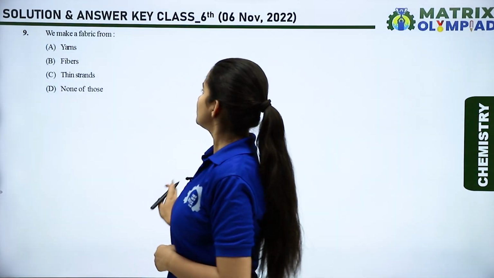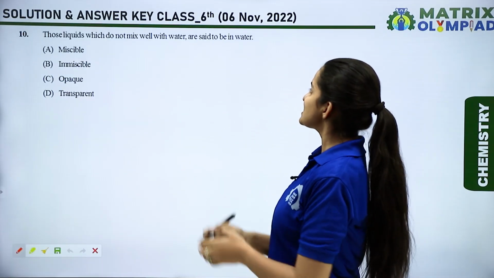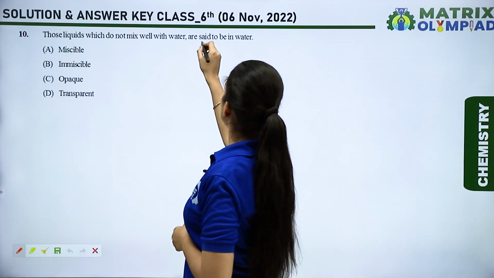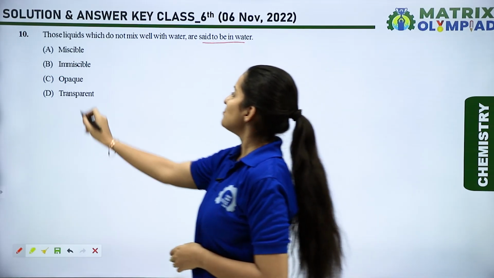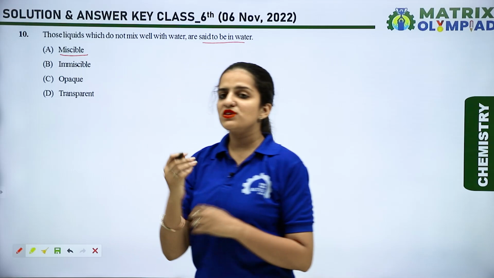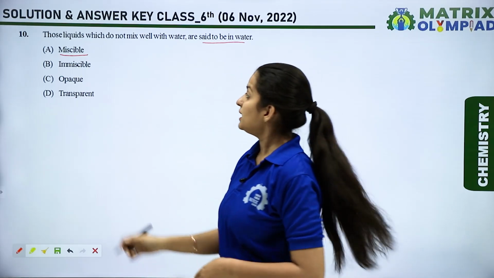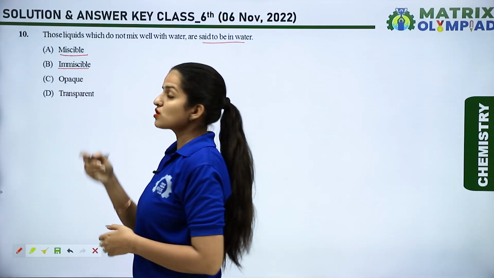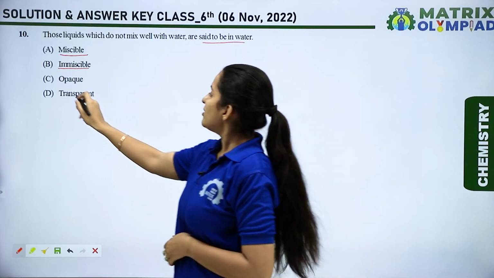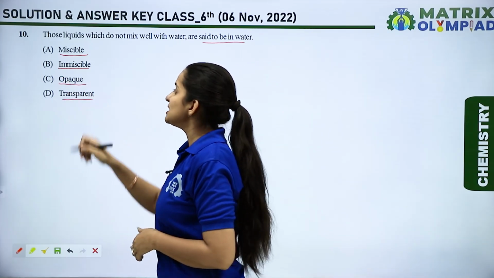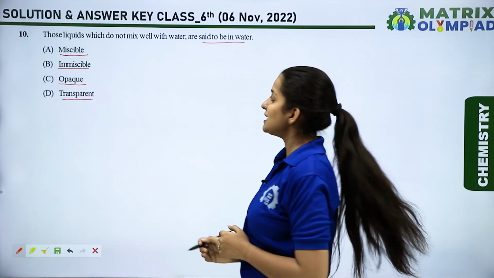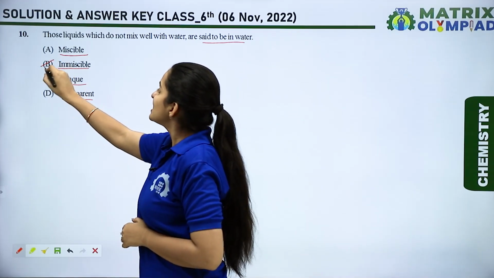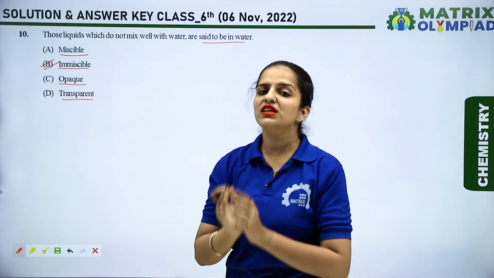Next question is, those liquids which do not mix well with water are said to be what? Option A, miscible. Miscible means which mix with each other completely, and immiscible means which do not mix with each other. Opaque and transparent are properties of a material. So here option B is correct, that those liquids which do not mix well with each other are known as immiscible liquids.